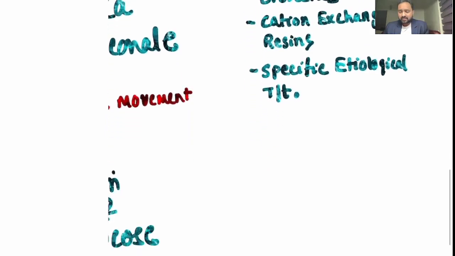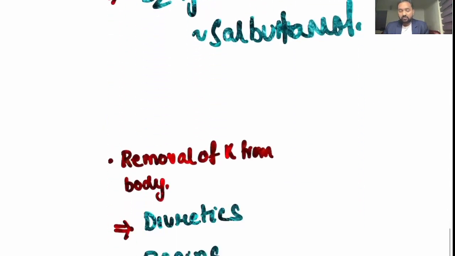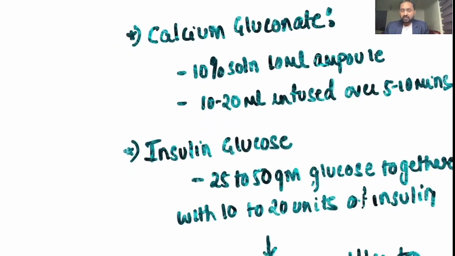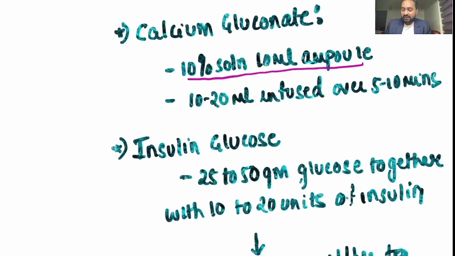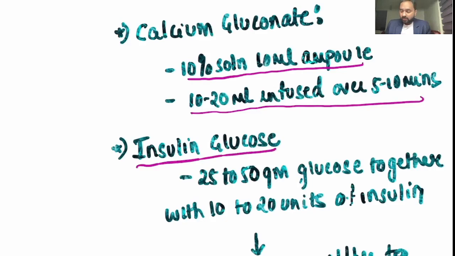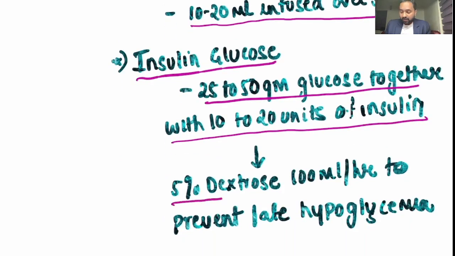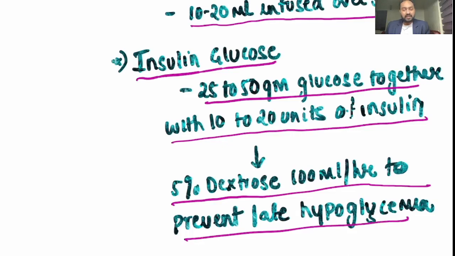And we would end this discussion by giving you the doses of a few drugs that we have discussed, like calcium gluconate. It would be a 10% solution, 10 ml ampoule, which is usually 10 to 20 ml infused over 5 to 10 minutes. Then insulin glucose, which is 25 to 50 gram glucose together with 10 to 20 units of insulin, right? Followed by 5% dextrose, 100 ml per hour to prevent late hypoglycemia.